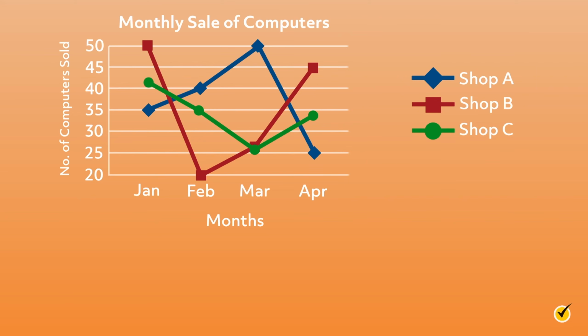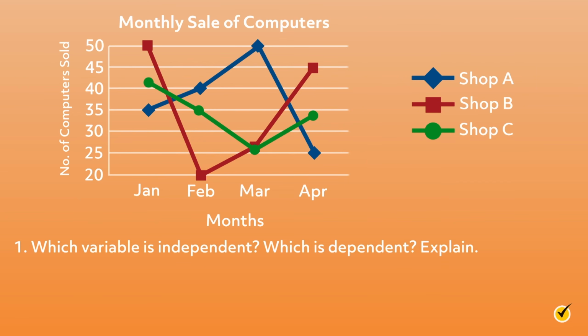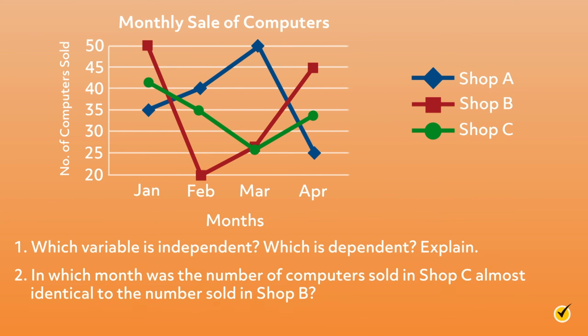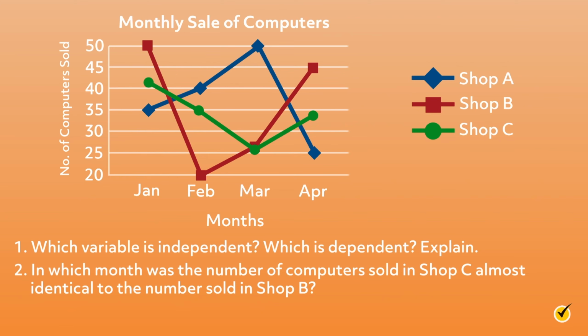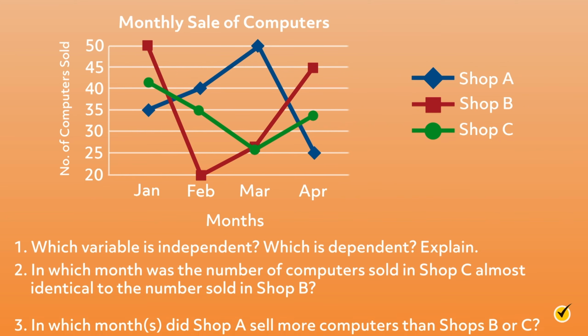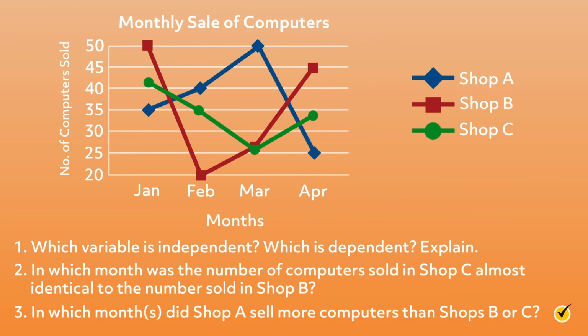Consider the following questions. Which variable is independent? Which is dependent? Explain. In which month was the number of computers sold in shop C almost identical to the number sold in shop B? In which months did shop A sell more computers than shops B or C? Pause this video and analyze the line graph, and see if you can answer these questions yourself. When you're ready, resume the video and we'll go over the answers together.